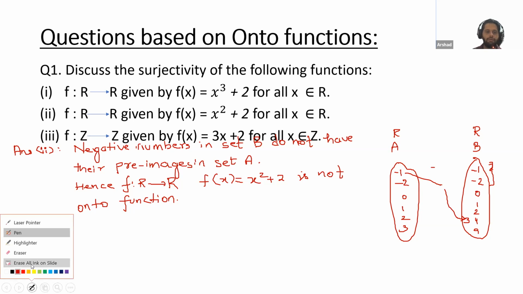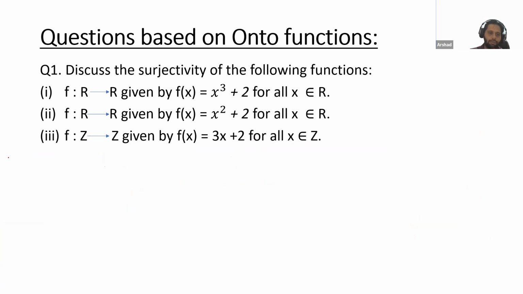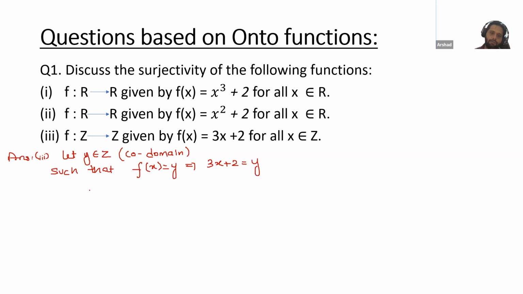So maybe we are not able to analyze whether this is onto or not. So if you have a doubt, then what you will do is like this. Again, from the same step, let y belong to Z. Because both the sets are the same, so write codomain, such that f(x) is equal to y. This implies 3x plus 2 is equal to y. This implies shift all the terms to the right side. In the left side, you have only x. So this is y minus 2. This implies x is equal to (y minus 2) by 3. So we get this expression, x is equal to (y minus 2) by 3.